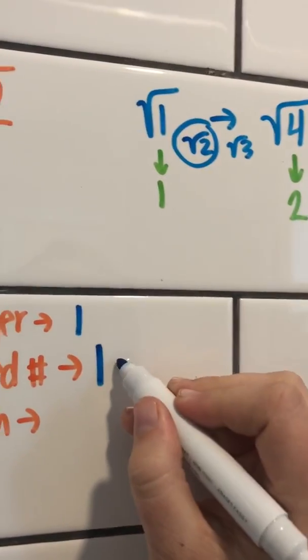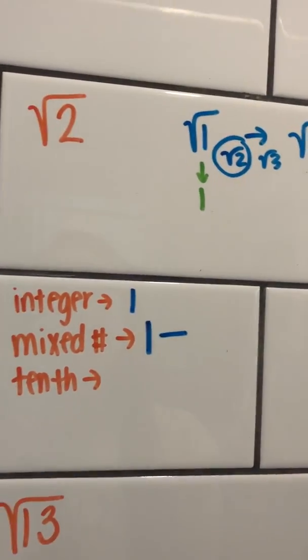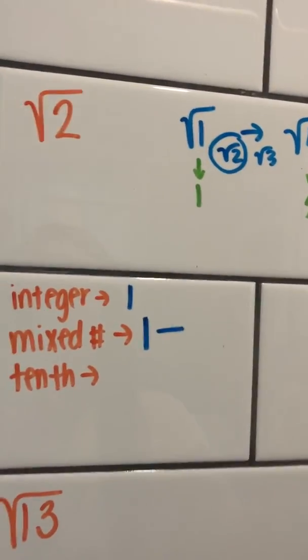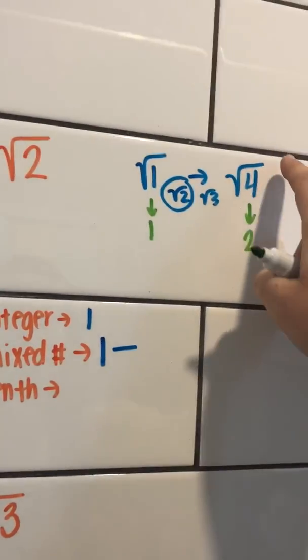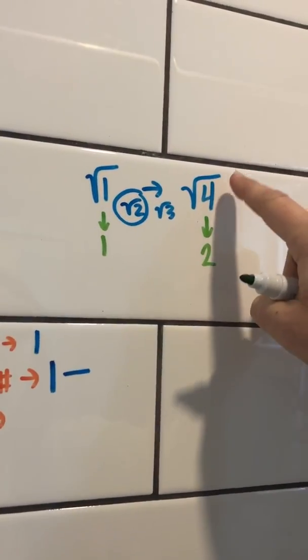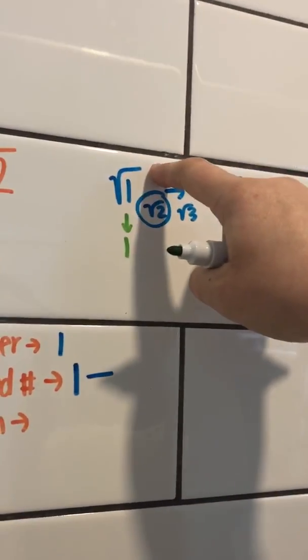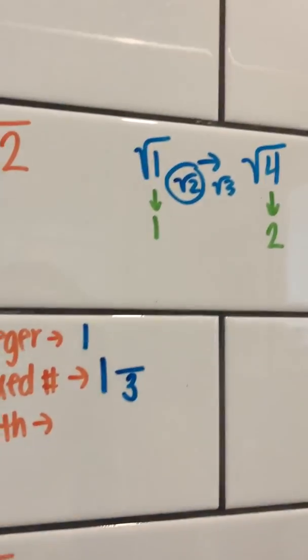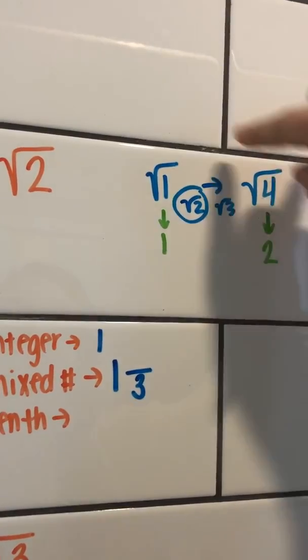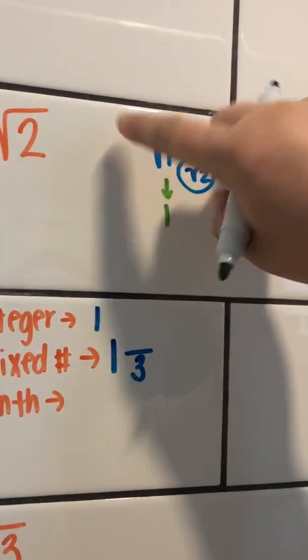Next, I'm going to make it into a fraction. I want a whole mixed number here. I have 1 and what is my fraction going to be? I find that out by using my perfect square number line for my denominator. So 4 minus 1 is 3. That's going to be my denominator every time: the bigger perfect square minus the smaller perfect square.